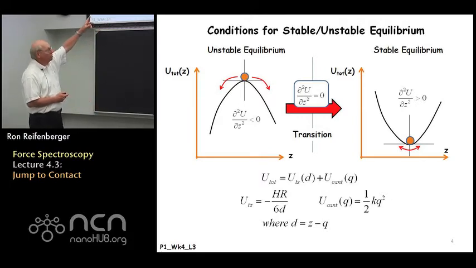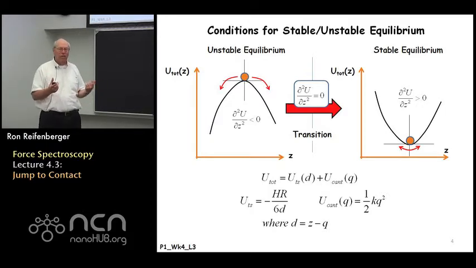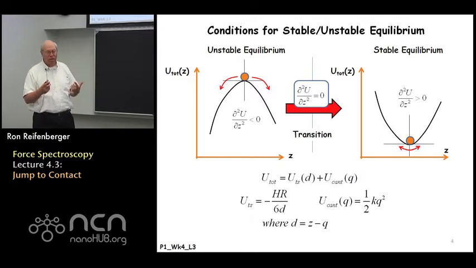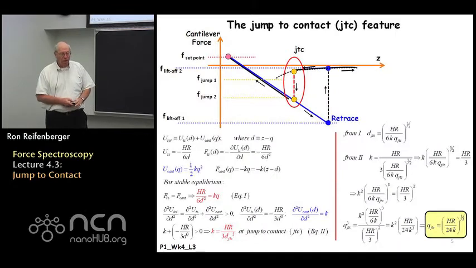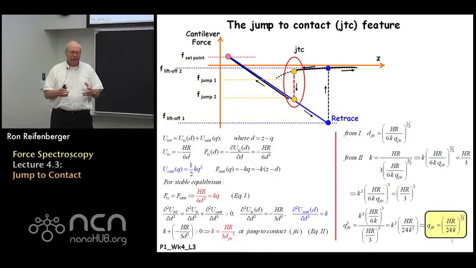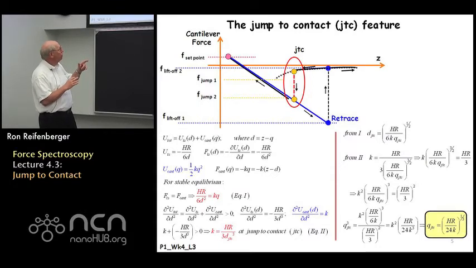So we're going to use that transition condition in the next slide to derive a simple expression that relates the jump to contact distance to the Hamaker constant of the interaction potential energy that's acting between the tip and the substrate. The arithmetic for that calculation is worked out in this slide. In particular, I won't go through the details because I think it's pretty straightforward.